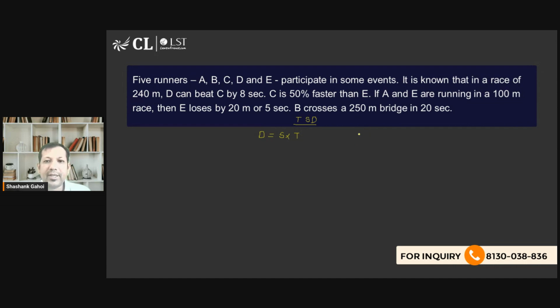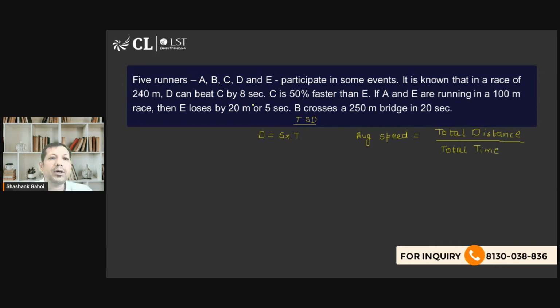And one more concept, that is average speed is equal to total distance upon total time. That's it. Apart from this, I won't be talking about any other concept, because if you understand this clearly, then you won't be needing other concepts like relative speed or circular motion and those kind of things. We can solve the majority of the questions like this only.